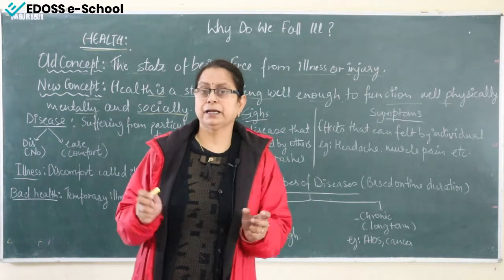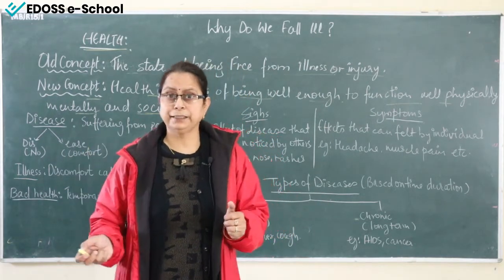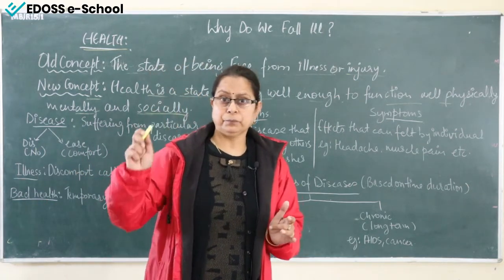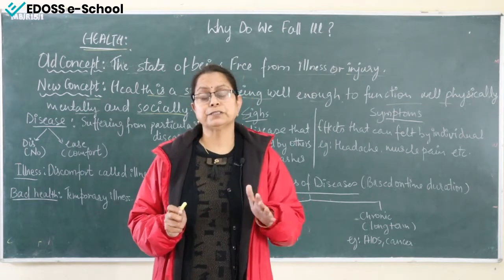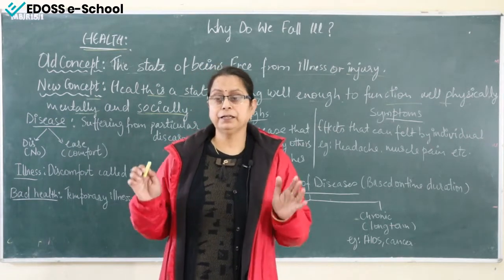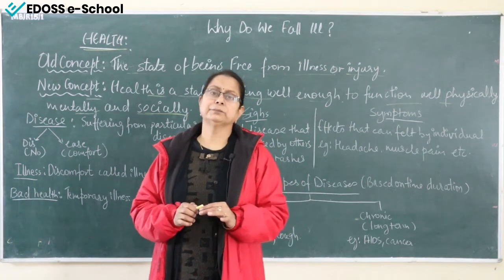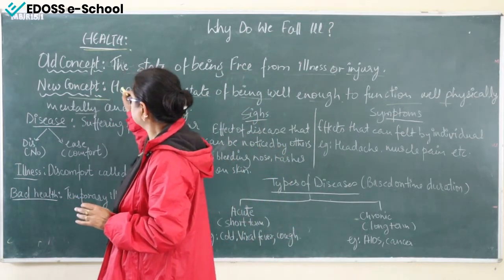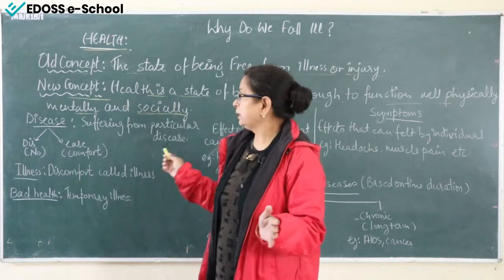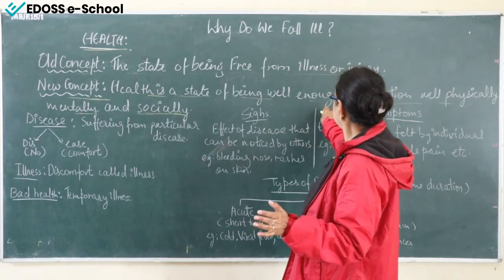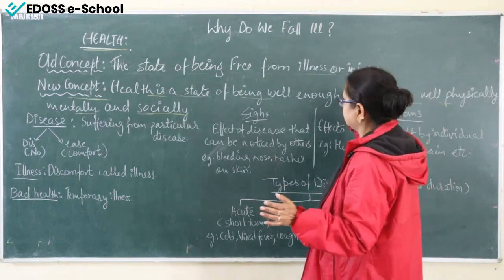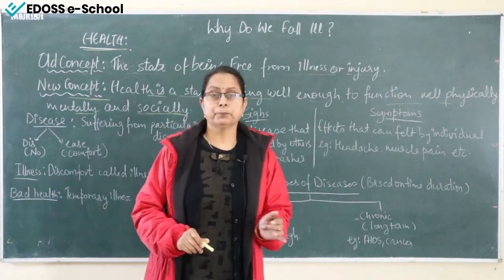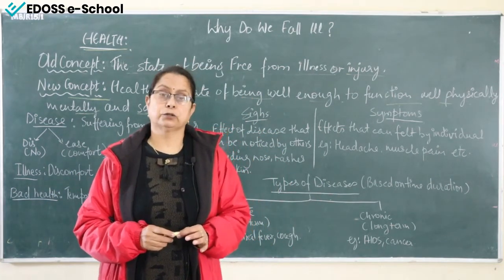No, some problem is there. If some problem is related to society, the social aspect, or to the mental level, or to the physical level, if at any level a person finds any problem, that means the person is not healthy. So this is the new, complete, modern concept of health that defines all the aspects of life: a state of being well enough to function well physically, mentally and socially. This concept is approved by the WHO, the World Health Organization, also.